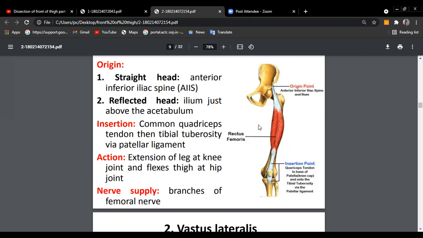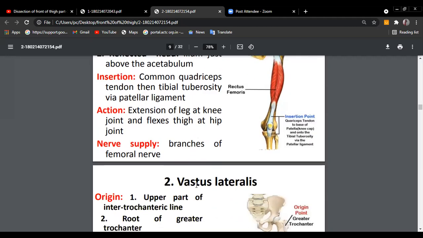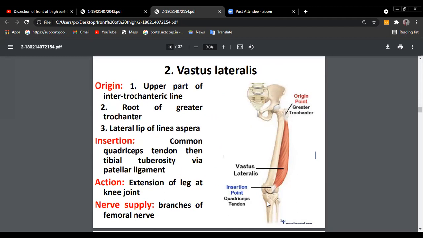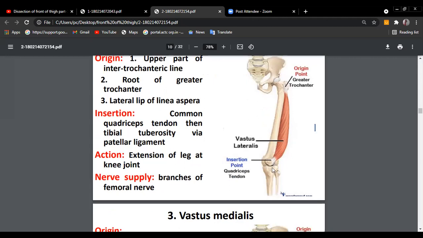Action of rectus femoris: extension of the leg at the knee joint, and it also flexes the thigh at the hip joint. Nerve supply: femoral nerve. All front of the thigh muscles are supplied by the femoral nerve only. This is vastus lateralis. Origin: upper part of the intertrochanteric line, then root of the greater trochanter, lateral lip of the linea aspera. Insertion: common quadriceps tendon, then via the patellar ligament. Extension of the leg is the action at the knee joint. Nerve supply: branches of the femoral nerve.